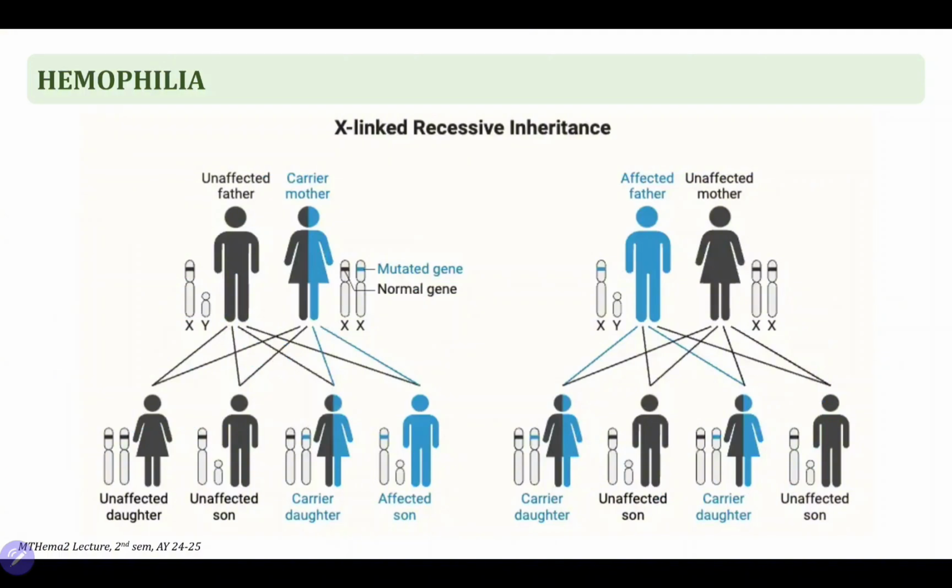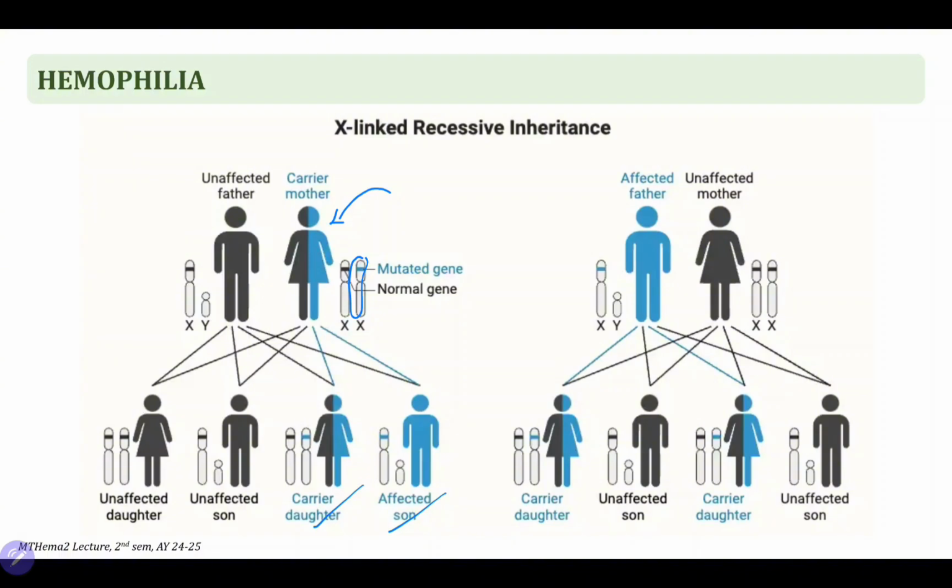So, just a recall, when we say X-linked recessive inheritance, this is where your mutated gene is usually found at the X chromosome. So, if your mother is a carrier of your hemophilia, there is a 50% chance that you would have one affected son and a 50% chance of a carrier daughter.